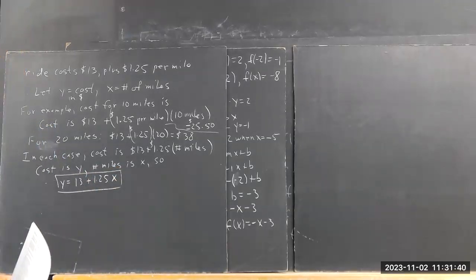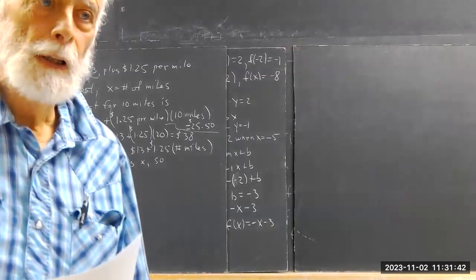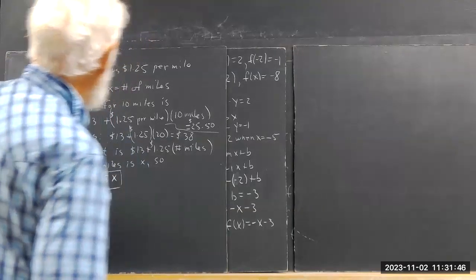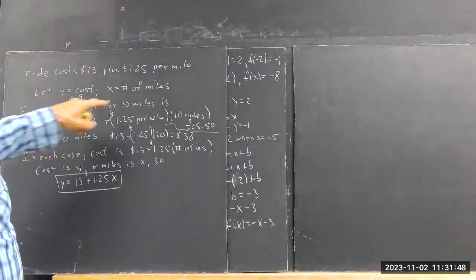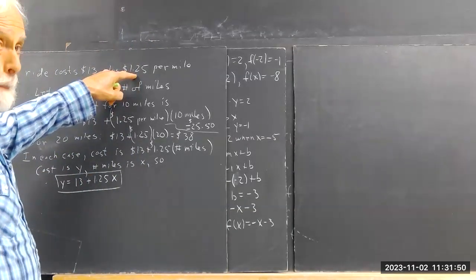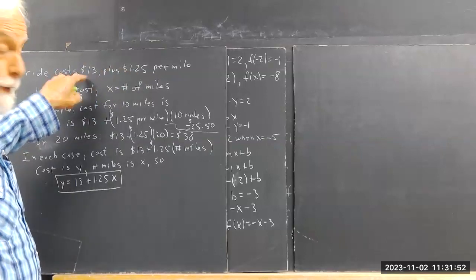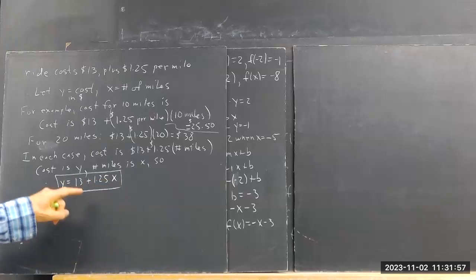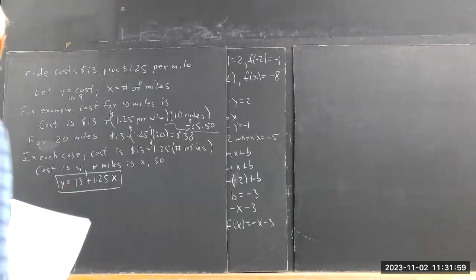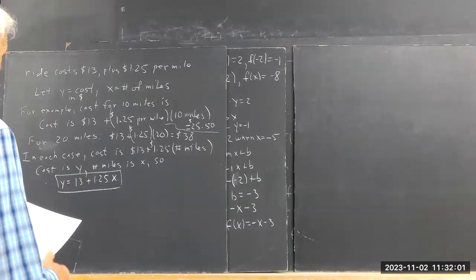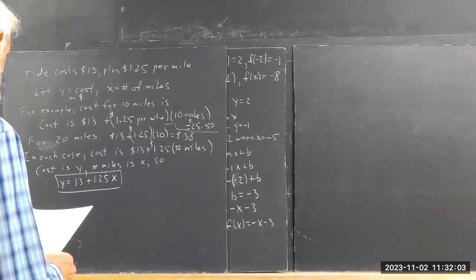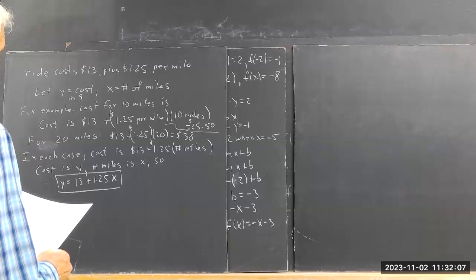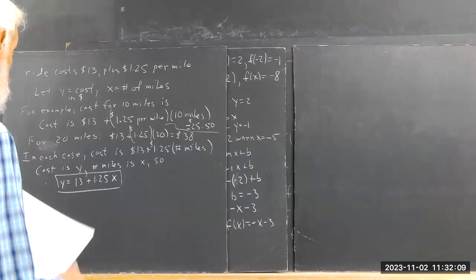And there's our equation. Now, if we've done a number of these problems, it becomes pretty obvious because we understand, okay, we're going to take the number of miles and multiply it by $1.25 and add $13. And that's all this equation is saying. $1.25 times the number of miles plus $13. Okay. Now we want to find how many miles you could travel for $30.